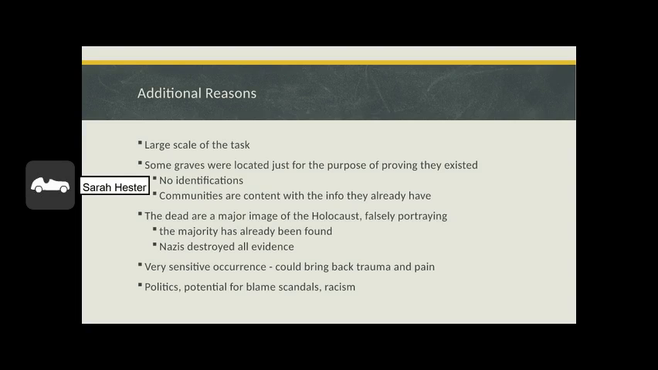Additional reasons for the lack of forensic identification of victims include the large scale of the task. Millions were killed during the Holocaust throughout multiple locations, and organizing a mission to process all of this is expensive, time-consuming, and complicated. Another reason is that, while some of these mass graves were located, they were located only to prove that they existed, and no exhumations or identifications were performed.